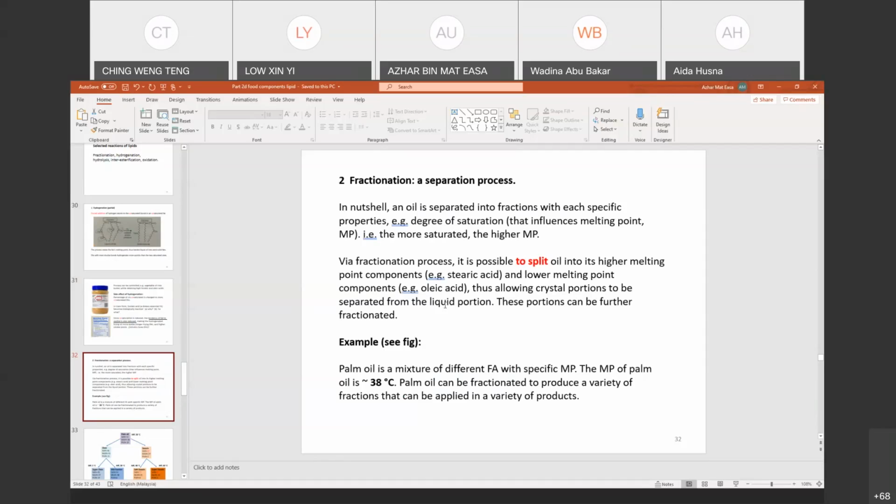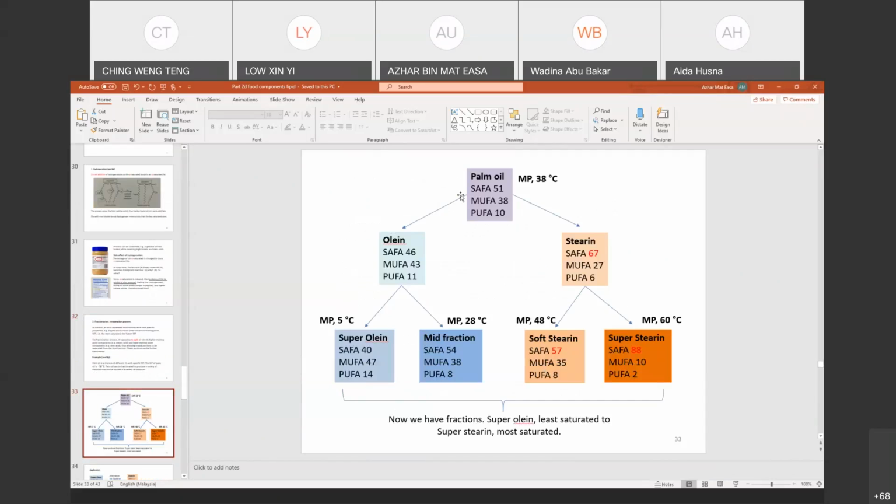You are Malaysian, most of you. So this fractionation is important for palm oil. Okay, we're going to use palm oil as an example. It's a mixture of different fatty acids with specific melting points. The melting point of palm oil is about 38 degrees Celsius. So palm oil can be fractionated to produce a variety of fractions that can be applied in a variety of products. That's the beauty of it. So you can start here, melting point 38. You have SAFA, SAFA, MUFA, PUFA.